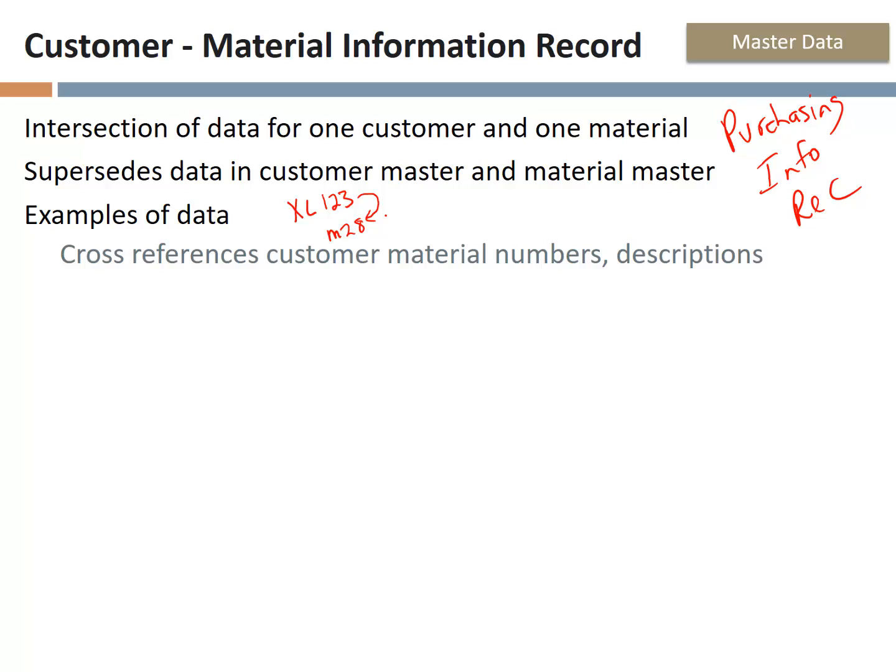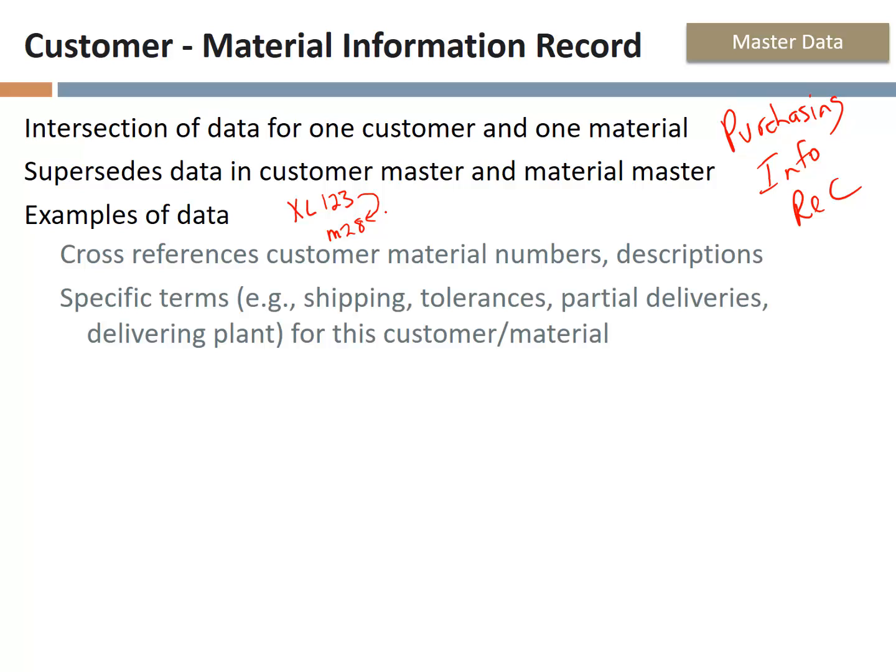Maybe we also have a situation where we always sell this product in boxes of 24. But for whatever reason, this customer is really, really special and they need us to box it up differently. And we'll do that. We'll do that just for that product, just for that customer. Where do we record that? We record that in the customer material information record. This, for example, gives us the ability to have different tolerances, different delivering plants, different shipping, things of that sort, just as it relates to one material and a given customer.